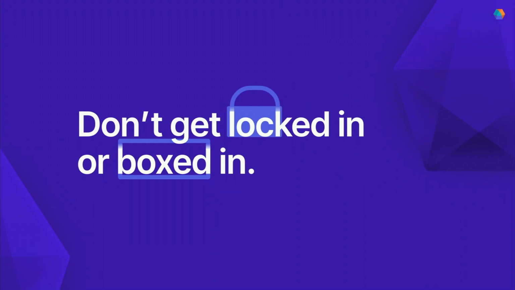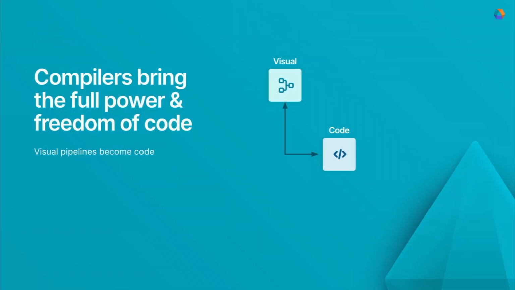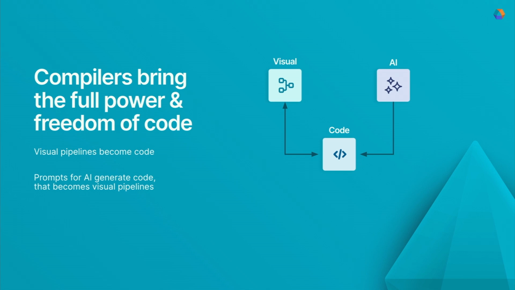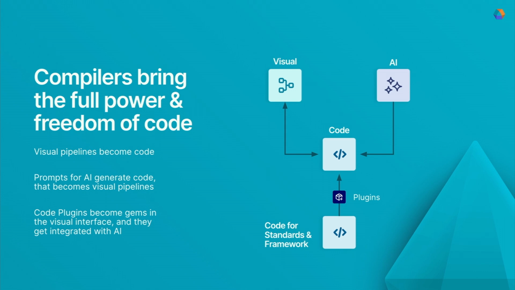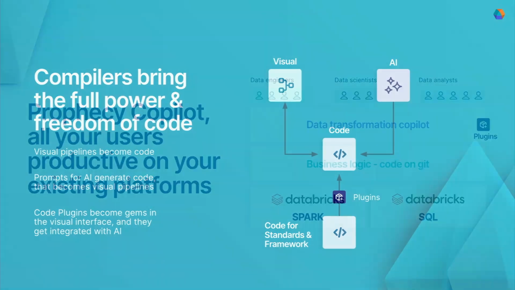And the final thing is, don't get locked in or boxed in, right? Nobody wants to get locked into another solution. At least we don't like that. So compilers bring full power of code. You build a visual pipeline, you're going to get code. AI is going to give you code that becomes a visual pipeline. And then finally, we have extensibility. You can write your own standards and frameworks using standard Spark code or SQL code in Prophecy and bring that to all the visual users.